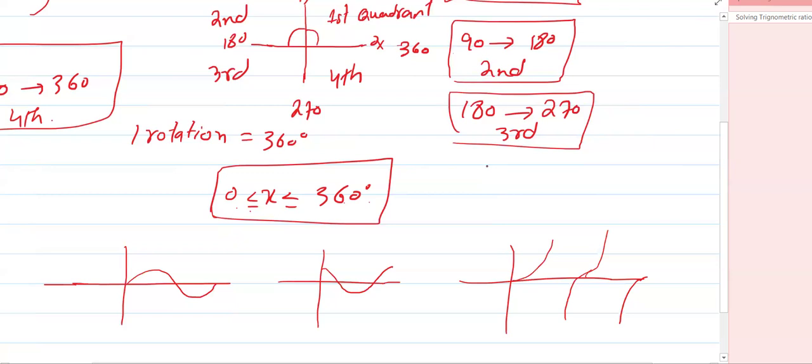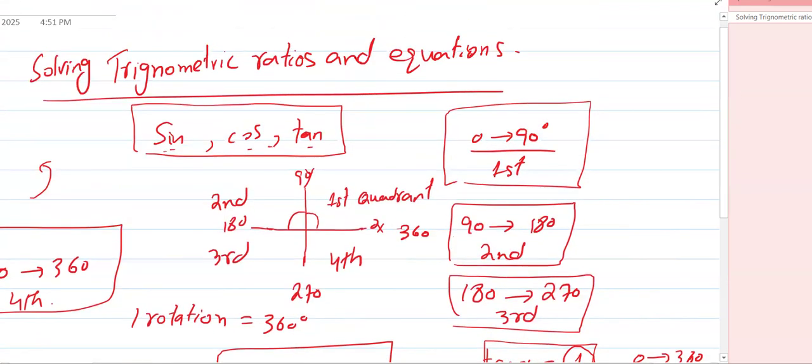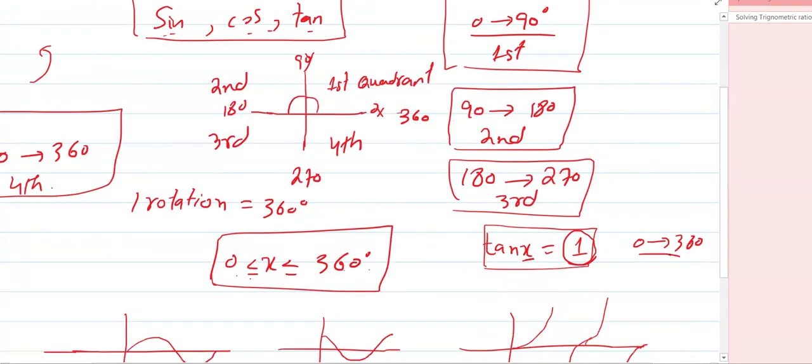For example, if I say tangent of x is equal to 1, there are two values of x from 0 to 360 degrees. In one rotation, it will have the value 1 two times. Please fix this point in your mind. So when we have to solve trigonometric ratios, we need to find both values.